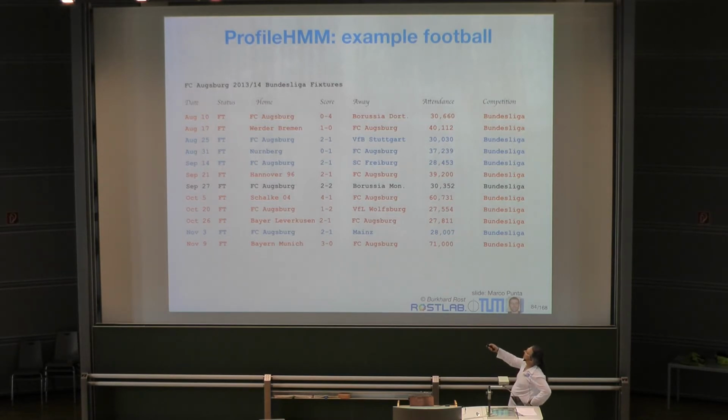So this is 2013-14, the Bundesliga, the club is Augsburg. And for all the games that Augsburg played, home here, the score. Away, attendance. Now, you may want to predict simply the outcome. So you lose, you win, or you have a draw. That may be what you want to predict.